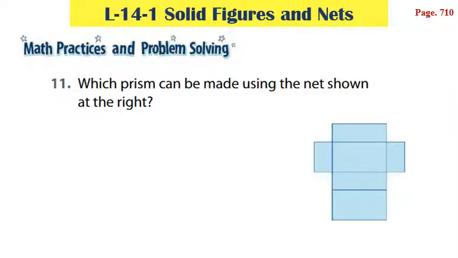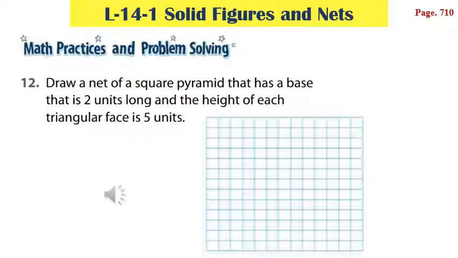Okay, dear students, now tell me the answer for 11. Which prism can be made using the net shown at the right? Excellent. This net is for a rectangular prism. Let's move on to question number 12, which is the last question today.